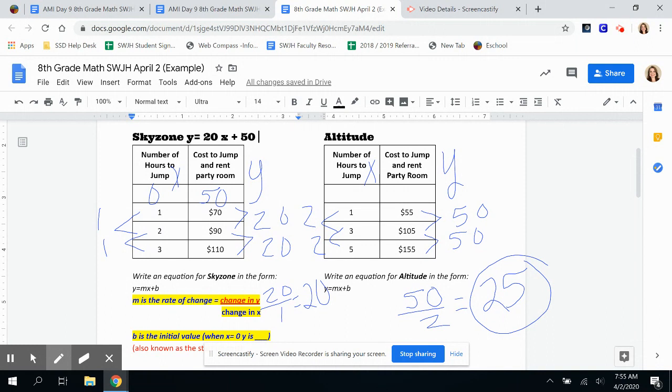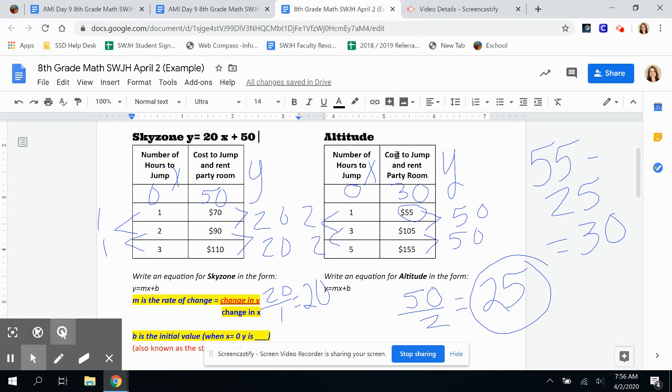We take our rate of change and subtract it from the value so I can get when x is 0. So 55 minus 25 gives us 30. I'm going to write 30 here. Since it's 25 for every hour, if I go back 1 hour, that's when x is 0. All right, we have our initial value, so we can write our equation: y equals 25 times the number of hours plus our startup fee, our initial value of 30.